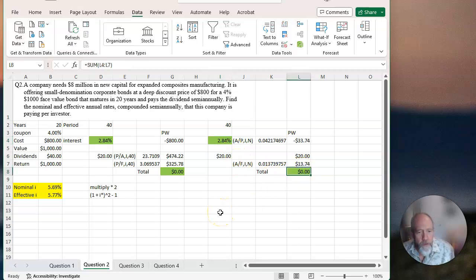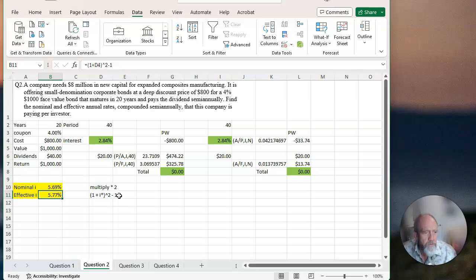Now, the rest of it's relatively easy. Once you've got this number, the nominal interest rate is that multiplied by 2, because it's semi-annual. Or if you want the effective interest rate, it's the formula (1 + i)^2 - 1, and there they are, 5.69, 5.77.